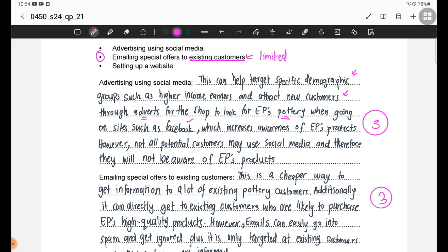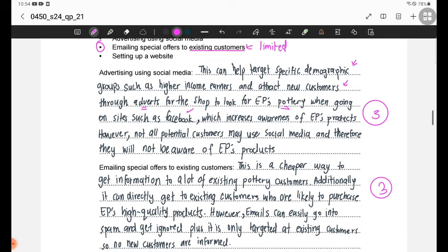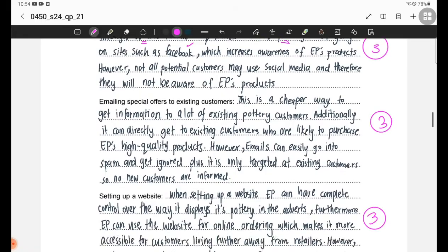If I was in the exam taking it, I would never think of this, but it's just one of the disadvantages of using social media. Okay, next, emailing.